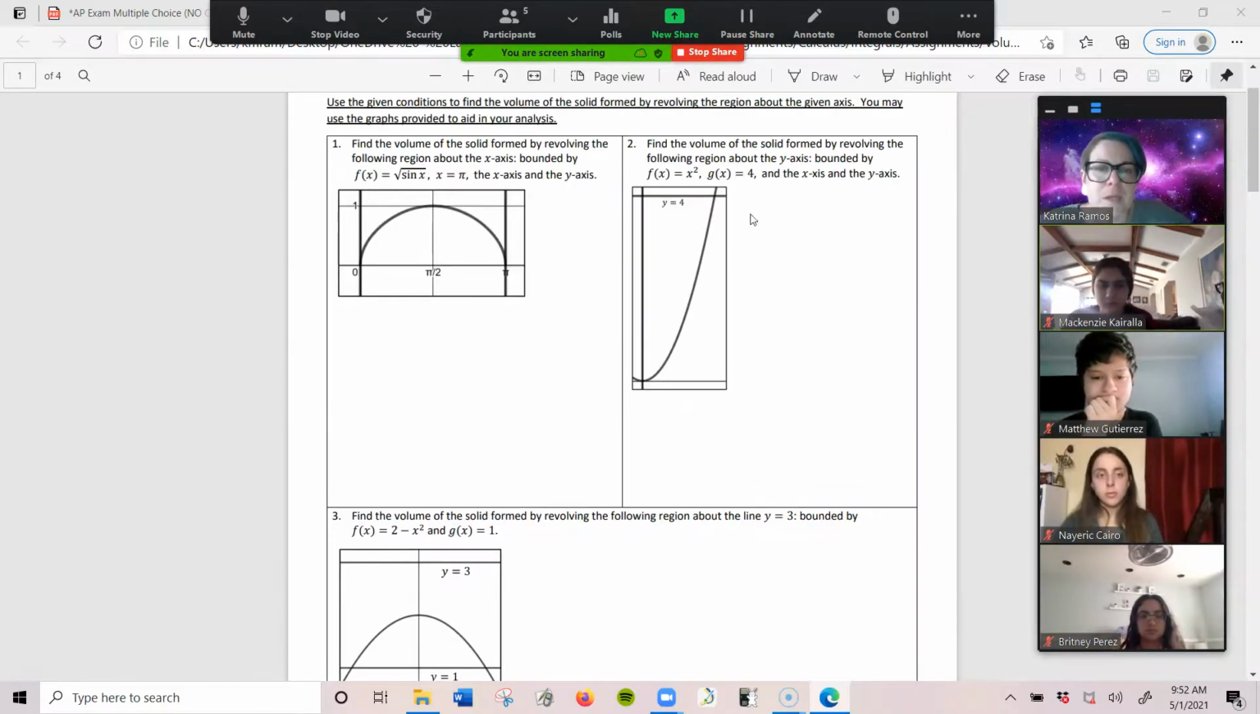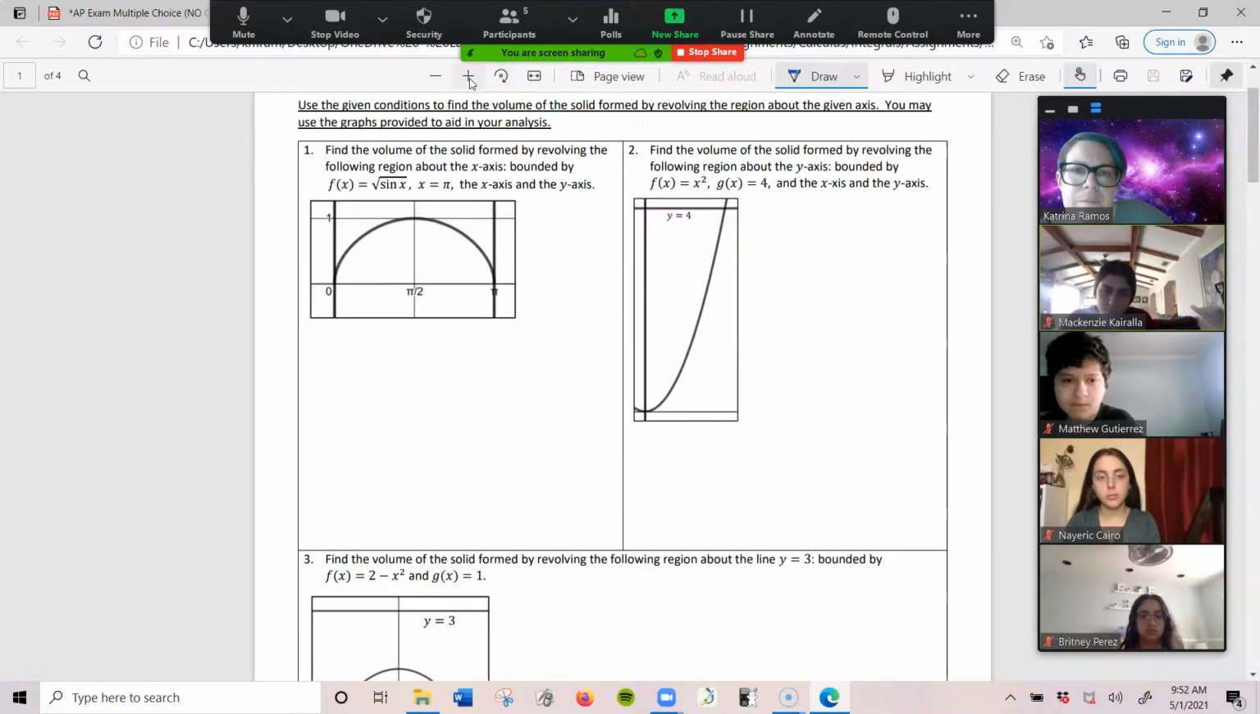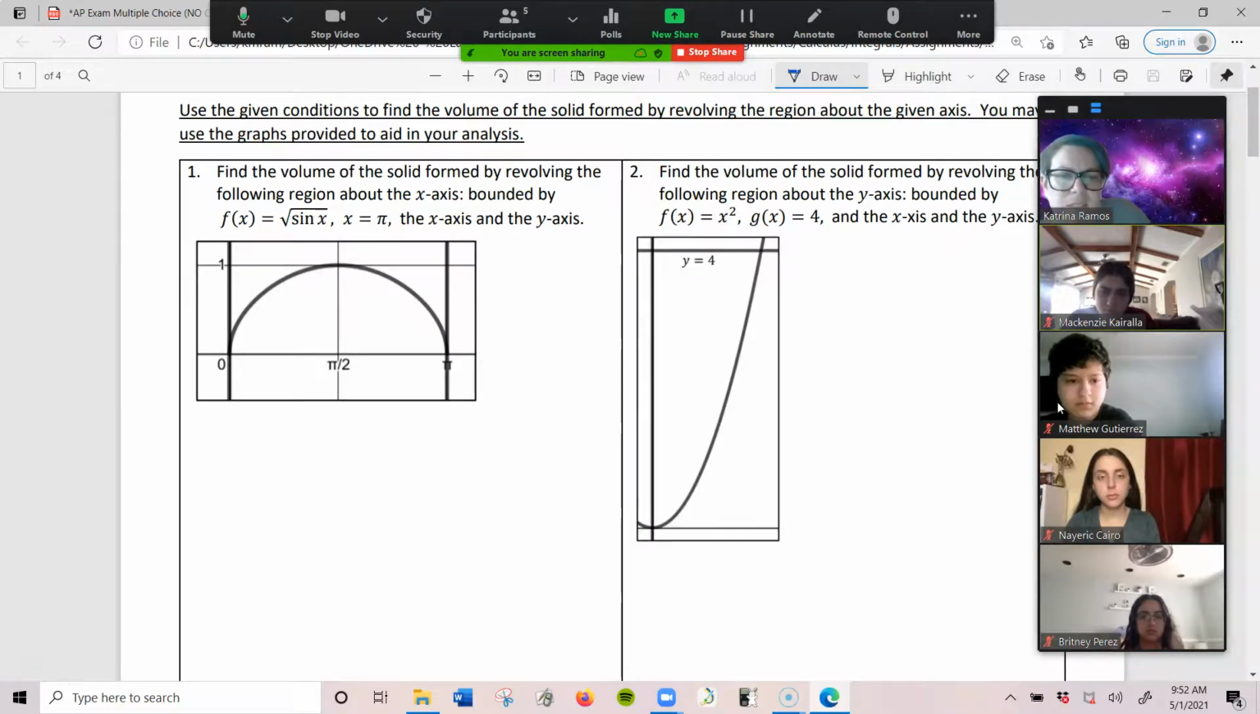Okay, let's see. Find the volume of a solid by revolving the following region about the y-axis, bounded by the graph f of x is equal to x squared, g of x is equal to 4, and the x-axis and the y-axis. Okay, so this is y. Here's the x-axis. I should probably draw. Let me make this a little bigger. So this is the x-axis here. We are revolving around the y-axis, right? And it's this region here.